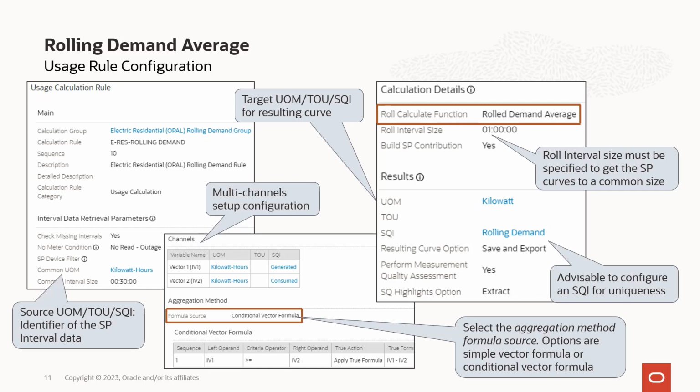You have two options. Either you can select simple vector formula or conditional vector formula. If you select conditional vector formula, then you have to configure the vectors and related criteria. Select calculate function as roll demand average. In result section, you can select the resulting service point curve from target UM TOU SQI. Here you can configure UM as kW and it is also advisable to configure SQI for uniqueness. Roll interval size must be specified to get the service point curves to a common size.